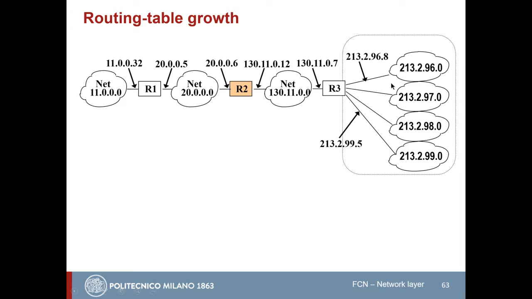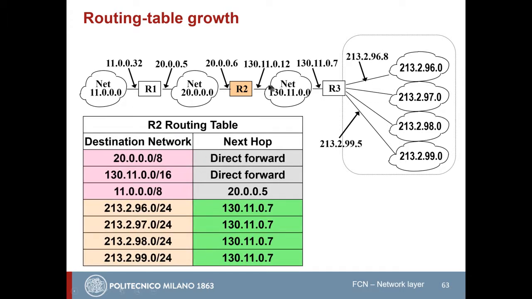So in the routing table of router 2, in principle, we should have one entry for each of these networks. So this is an example of a possible routing table in router 2. But you can notice that all these entries have the same next stop, okay? Same next stop information.